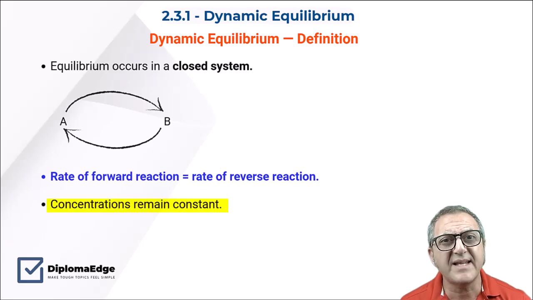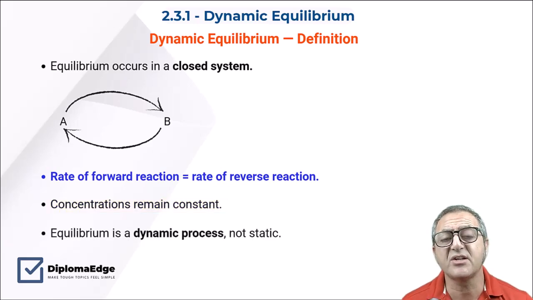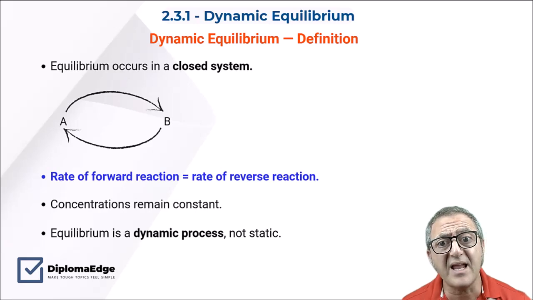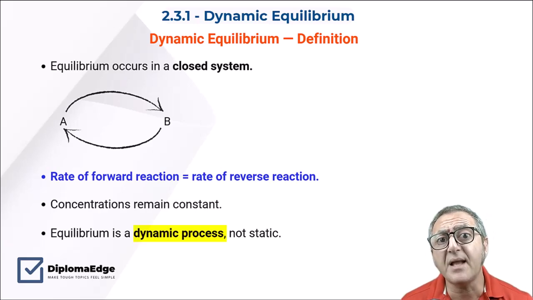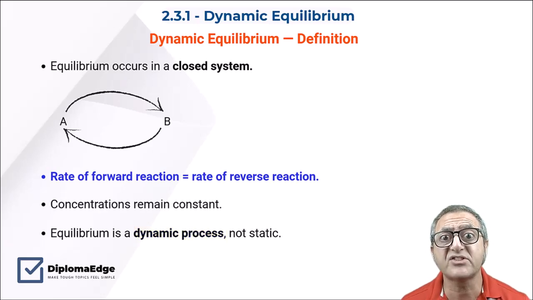So from the outside, you might think that the reaction has stopped because you don't see a change in concentration in reactants and products. But the reality is that this is a dynamic process. And by dynamic, we mean that even when the concentrations are not changing, the process is still going because the forward and the backward reaction are still happening, but with the same rate, so there is no change in concentration.